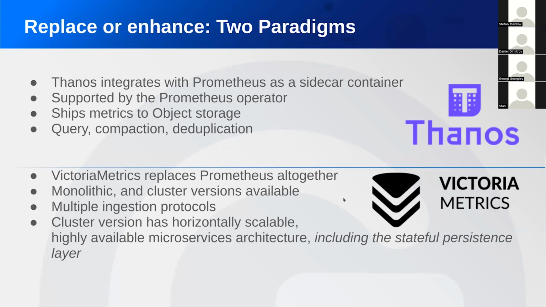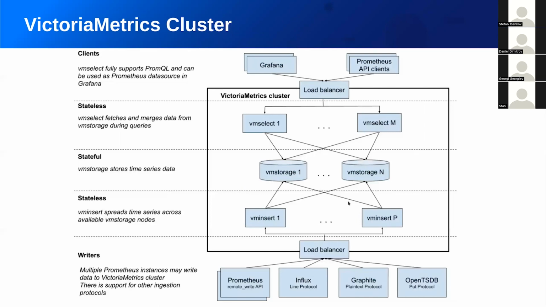Next, we're going to talk about them. And the first thing we will see is the so-called Victoria Metrics cluster. This cluster includes three components, two of which are stateless and one which is stateful. These components are VM Select, VM Storage, and VM Insert. Top to bottom, VM Select is the service which you connect to send your queries and expressions to retrieve data. And VM Select knows how to speak to VM Storage, which is the stateful persistence layer.